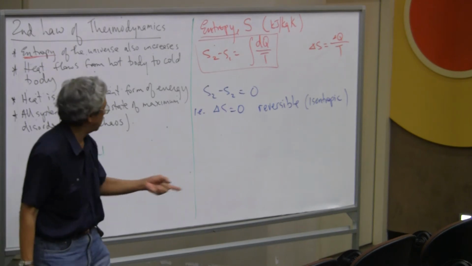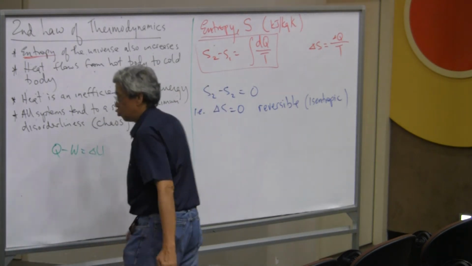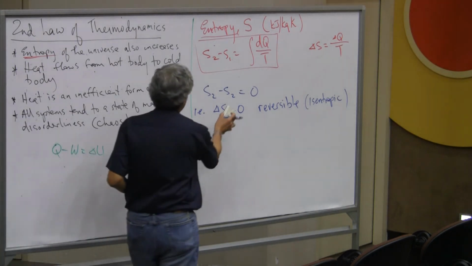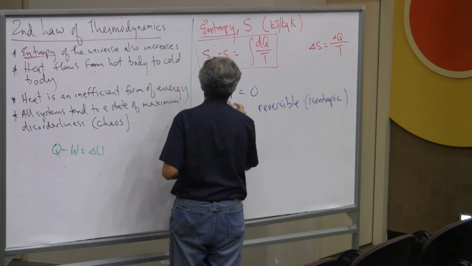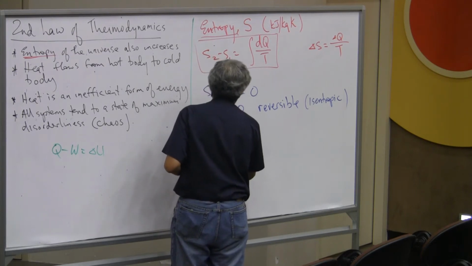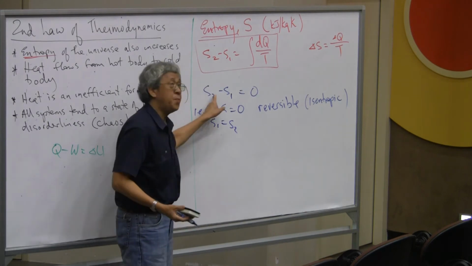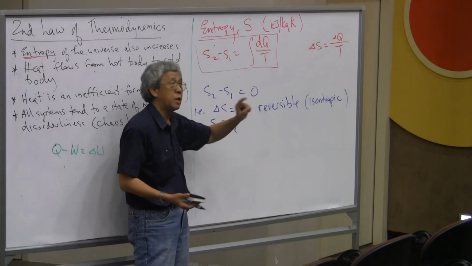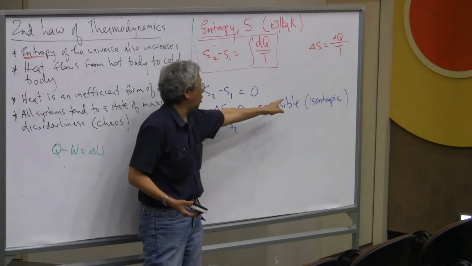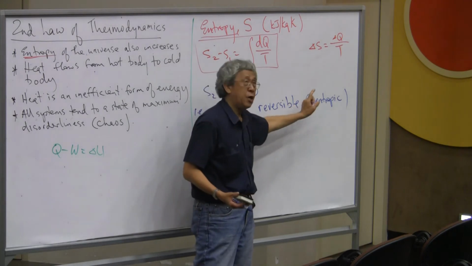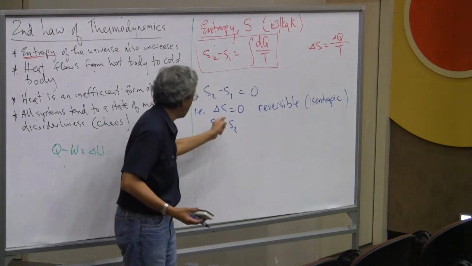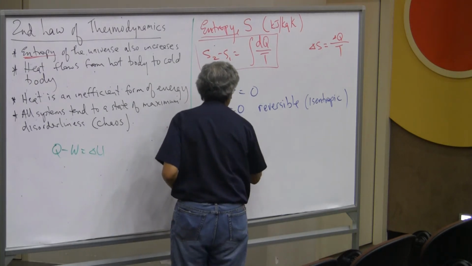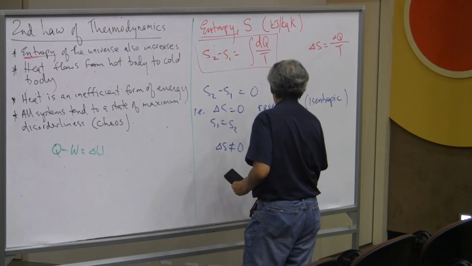No change in entropy. S1 equals S2. S1, entropy at the beginning, equals entropy at the end. No change in entropy, or change in entropy is 0, that process becomes reversible. And we call it isentropic. Isentropic means entropy remains the same. S1 equals S2. So for delta S not equal to 0, the process becomes irreversible.